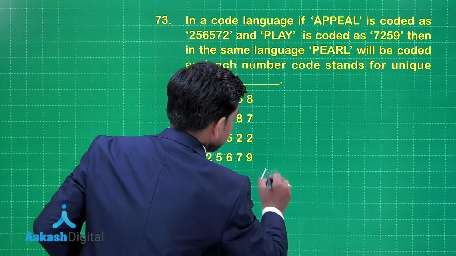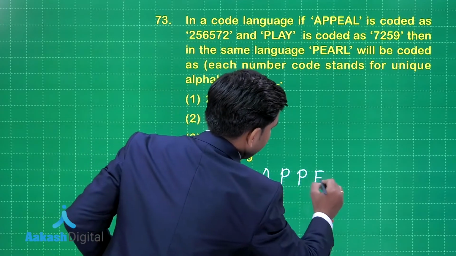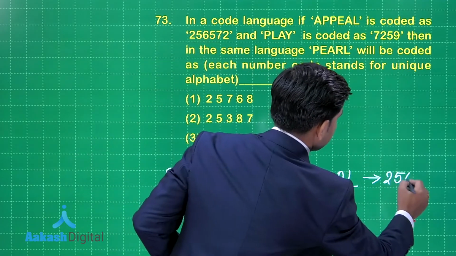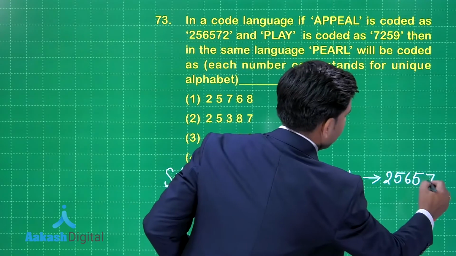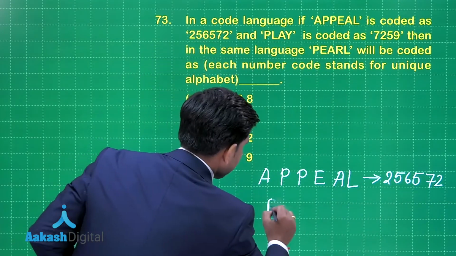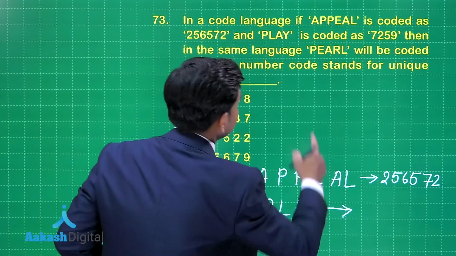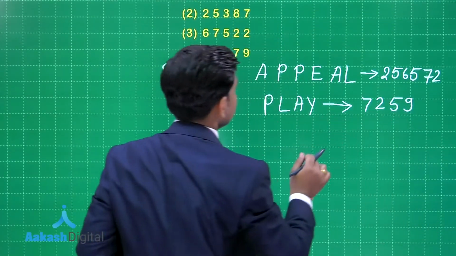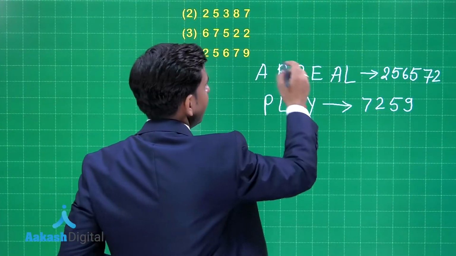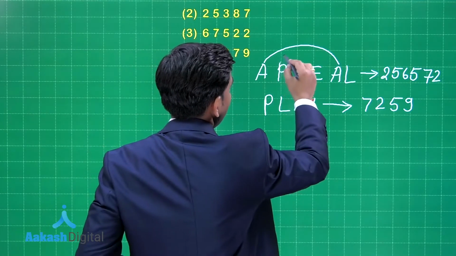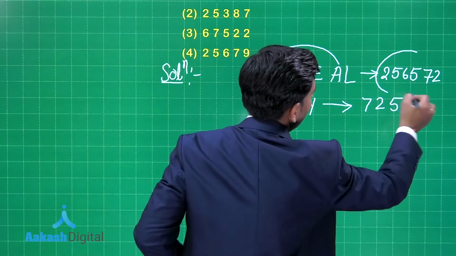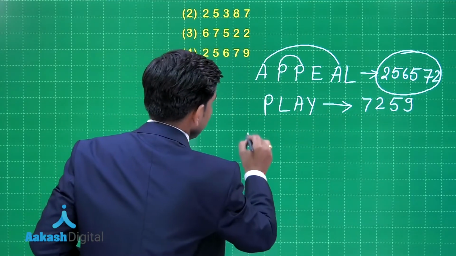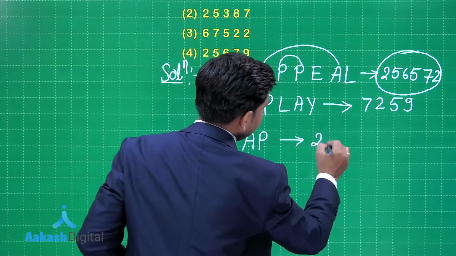So the first word is appeal. So this is coded as 25652 and the second word is play. This is coded as 7259. So when we compare these two words, first we can notice in the first word appeal, A occurs 2 times, P also occurs 2 times. So in the given code we are getting 2 numbers which appear 2 times and the numbers are 2 and 5. So you can say the code for AP will be 25.